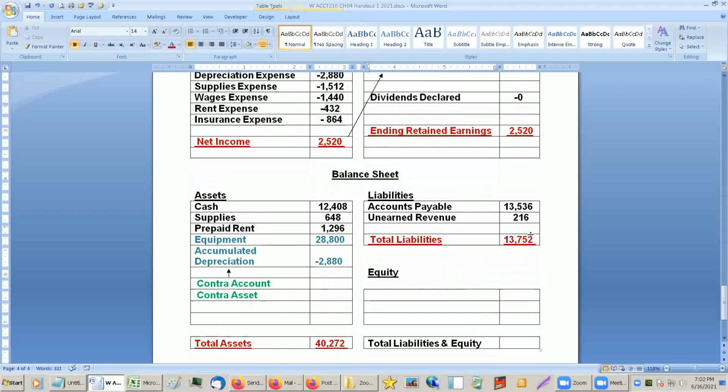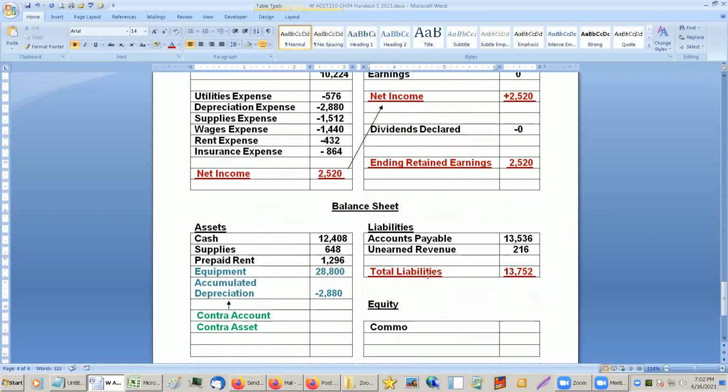Equity would be our common stock. Wow, copy it. What am I doing here? I'm supposed to be lazy.